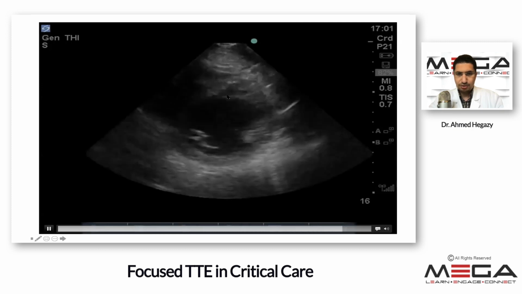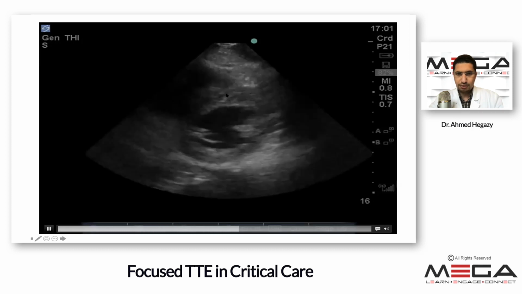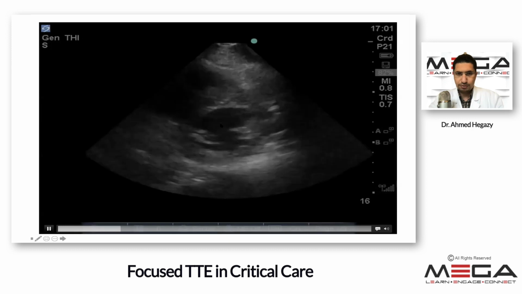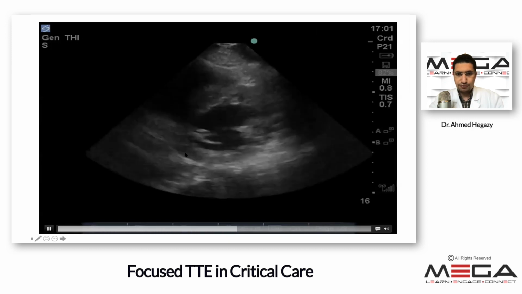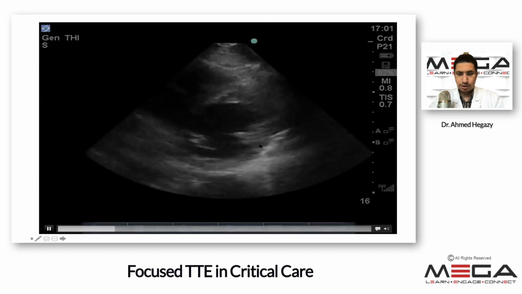And here, let's just identify the walls. This is the anterior wall of the heart, right on the top in the near field. And then here you see the septum between the right ventricle and the left ventricle. In the far field, you see the inferior wall of the heart. And then laterally, you see the lateral wall.